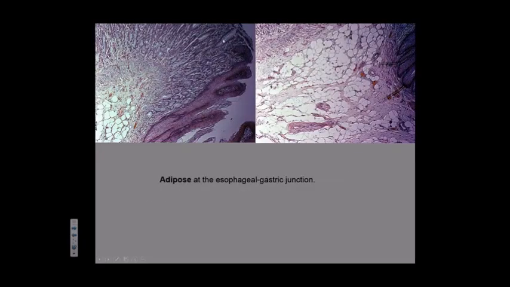Okay, so this is the stomach. So this is simple columnar epithelia right there, and this is the esophagus. So this is non-keratinized stratified squamous epithelia.